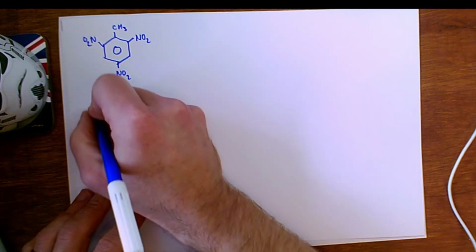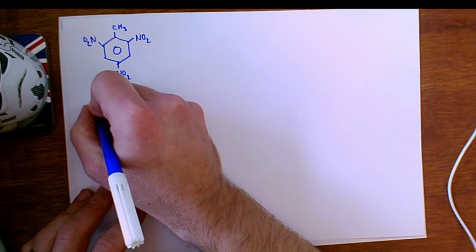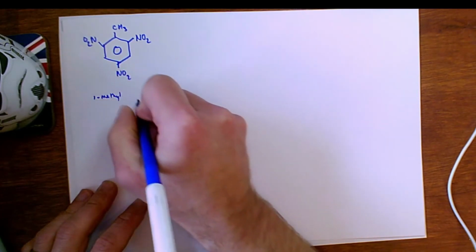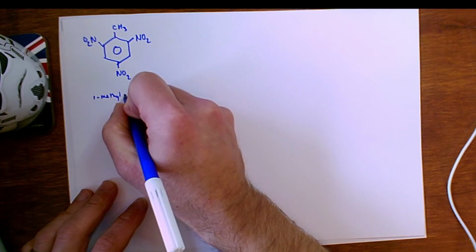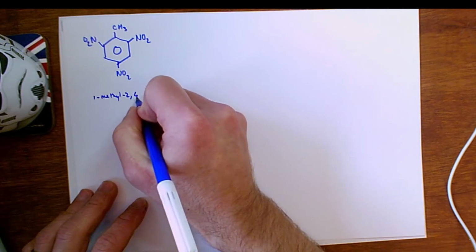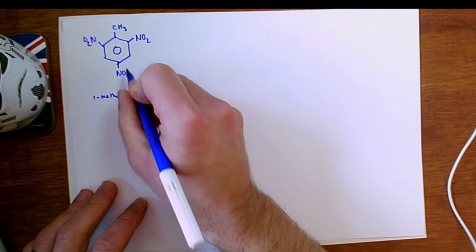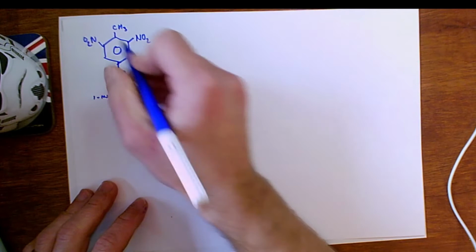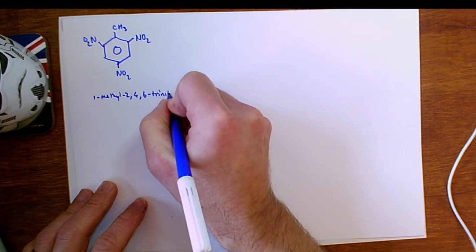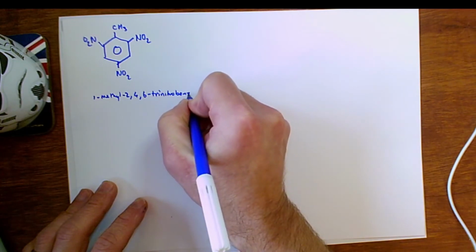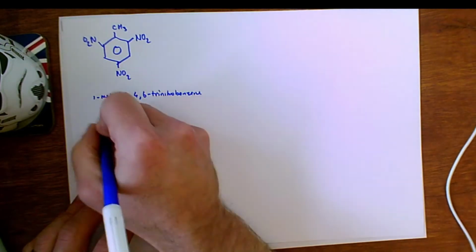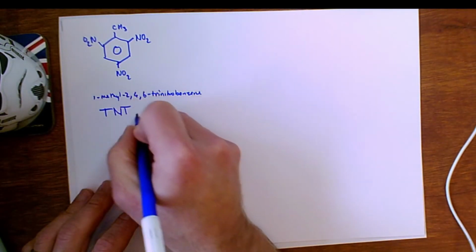So this would be 1 methyl, 2, 4, nope, 2, 1, 2, 3, 4, yes, 5, 6, trinitrobenzene. I had to work hard at that because it's the first time I've ever named it like that, because I always call it TNT.